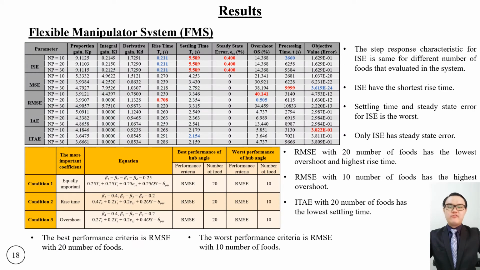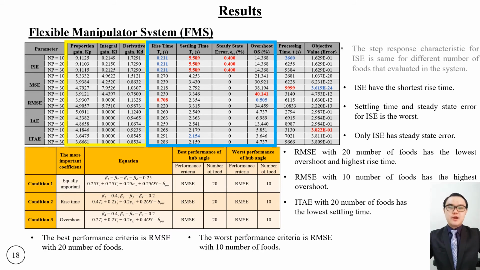The result of FMS shows the optimized PID controller parameters KP, KI, and KD are obtained after running the ABC algorithm in 10 independent runs for each number of foot in each performance criteria. The PID control parameters are used to evaluate the step response characteristic of the half angle of FMS. The step response characteristic consists of rise time, settling time, steady state error, and overshoot.